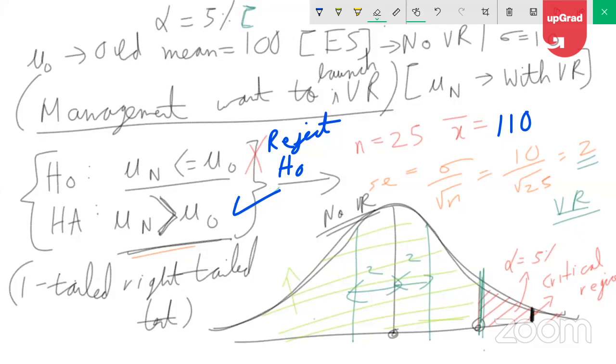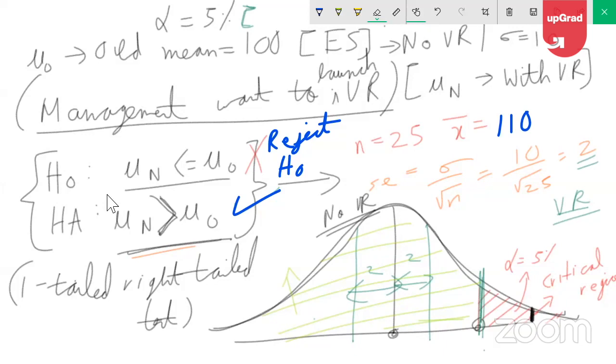If your alpha value is very small, let me give you a real life example here before I move on to the other problem. So let me put down the numbers. Before that, let me solve this in the Z-score. Then I'll come to the other problem.